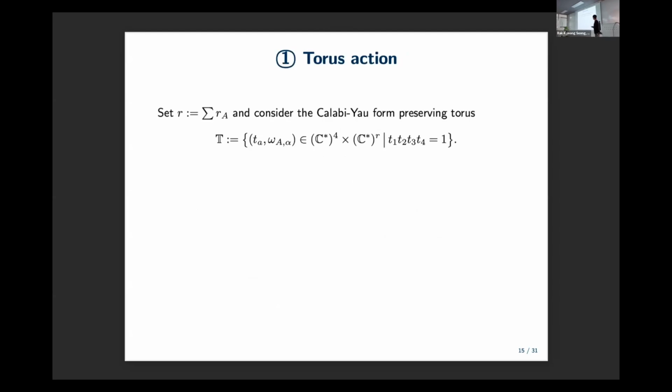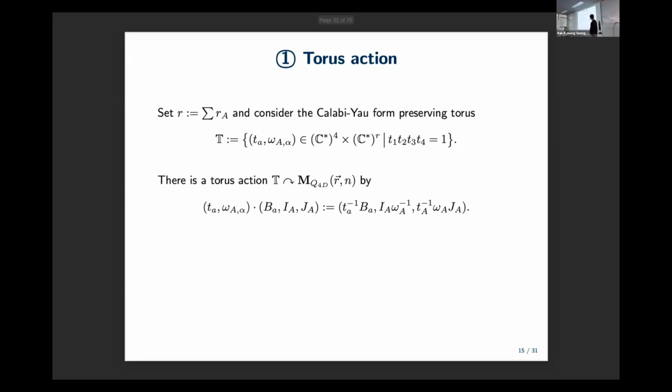Okay, now let's get into the general story. So there is again a torus action. This is our standard one. Here we consider scaling of our B1, B2, B3, B4, but in a way that preserves the Calabi-Yau form. So that's the only restriction. And then there is still a framed torus action, which is now indexed by capital A, corresponding to which surface we look at, and which stack of surface is indexed by this alpha. And this acts on the moduli space in a natural way as before.